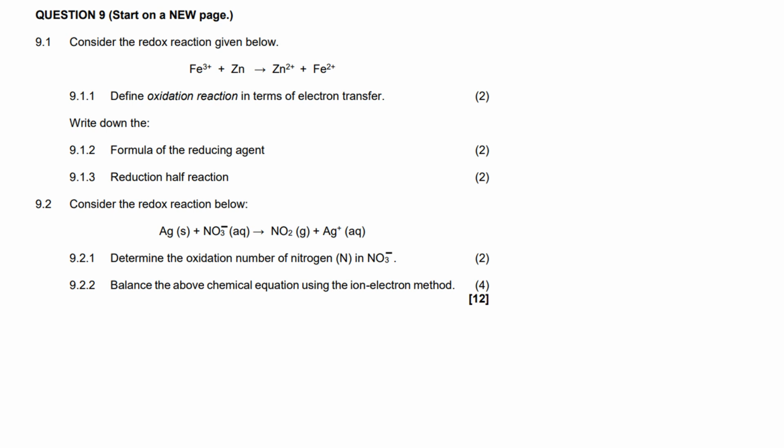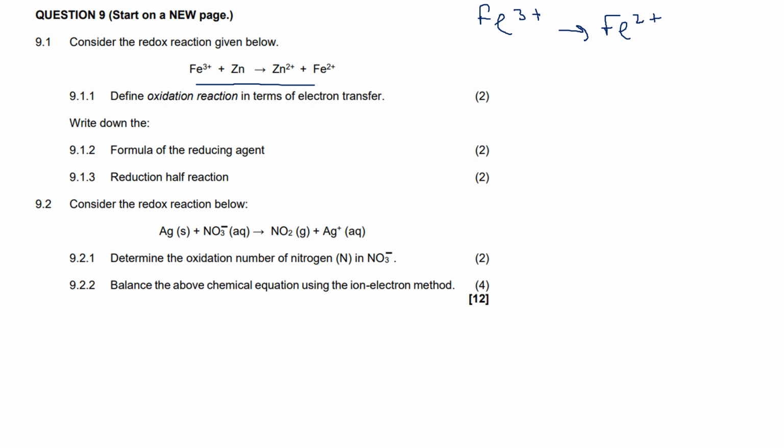Before you can even do anything, we're given a redox reaction here. You need to figure out who's undergoing oxidation and who's undergoing reduction. Firstly, let's start with Fe. We've got Fe3+ on the left side, and on the right it's giving us Fe2+.